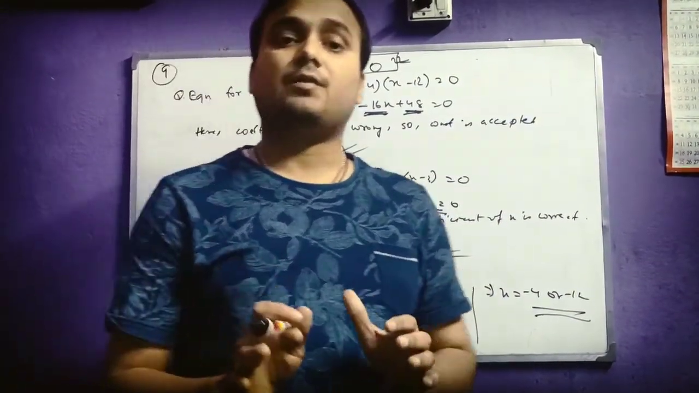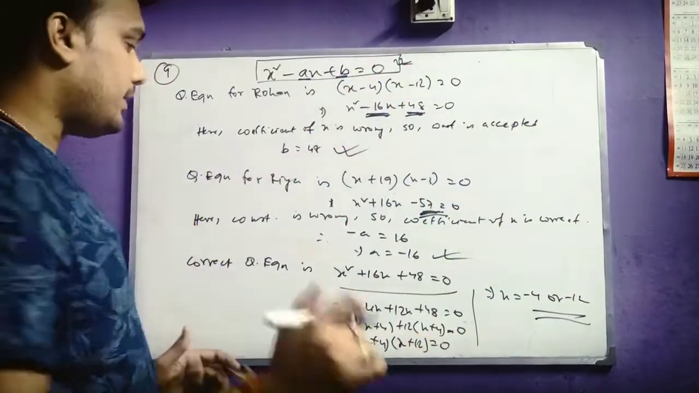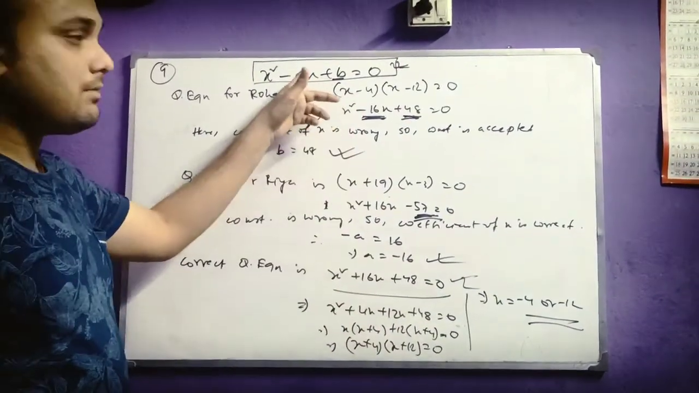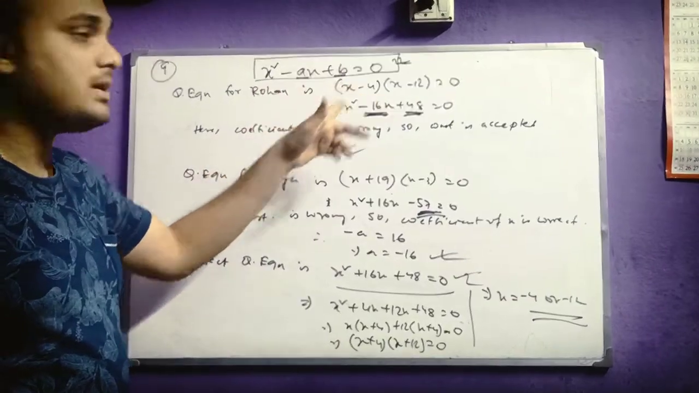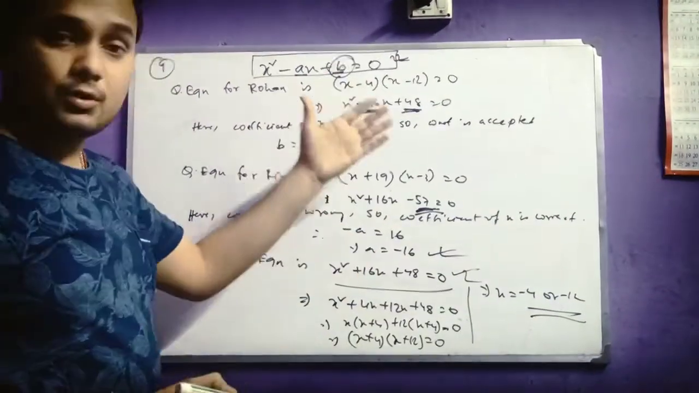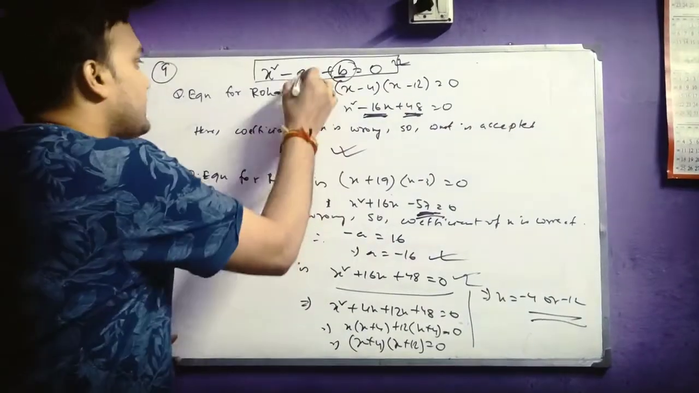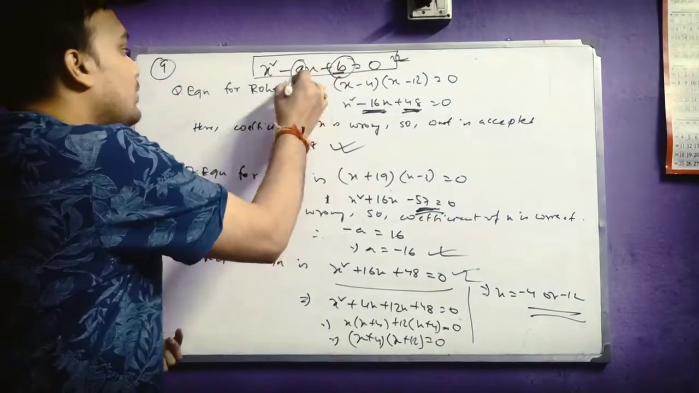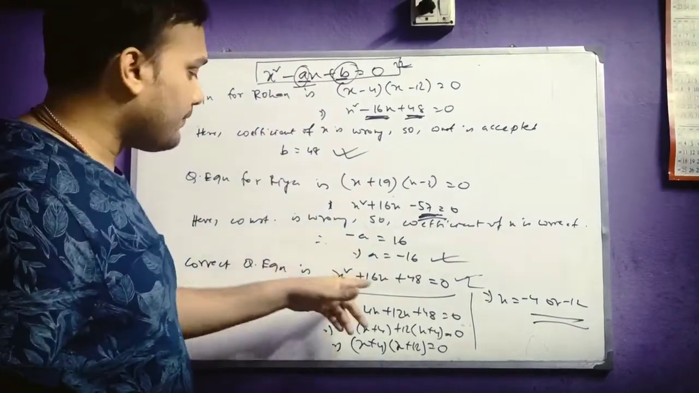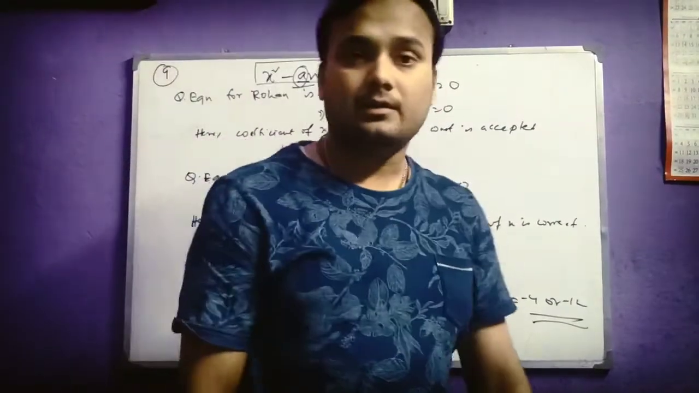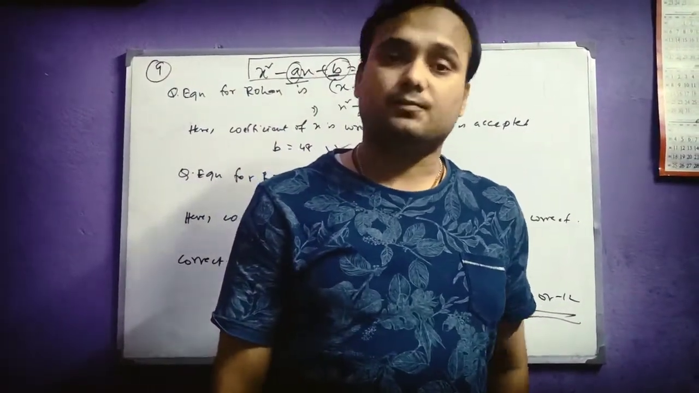Before that you have to find the correct quadratic equation, which is this one. And the standard quadratic equation given in the question was x square minus ax plus b. This b we are getting from the equation of Rohan, as the constant term for Rohan was correct, and this a we are getting from the equation of Riya, as for Riya the coefficient of x was correct. Then forming the quadratic equation and solving it, we will get the required values of x, that is minus 4 and minus 12.